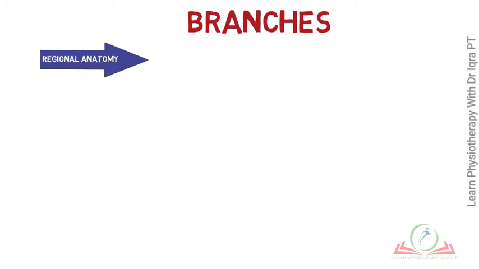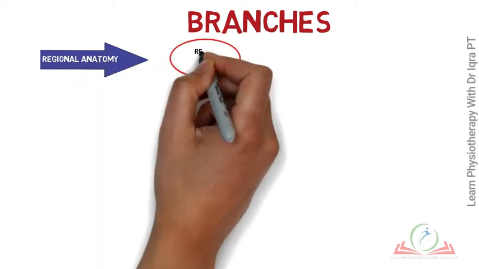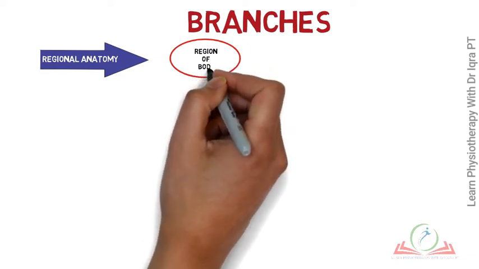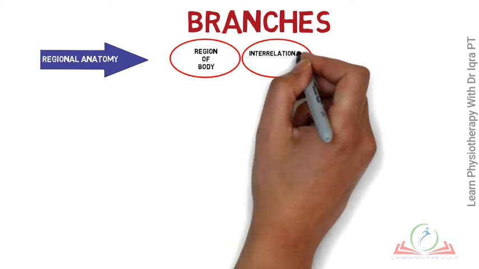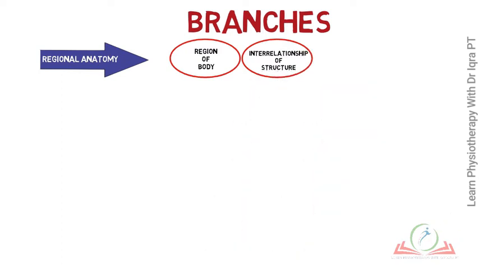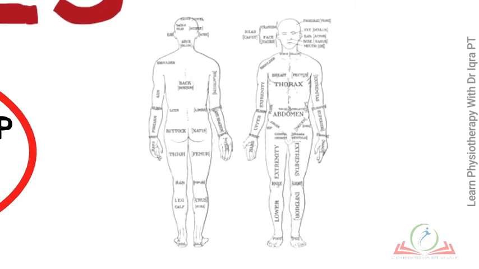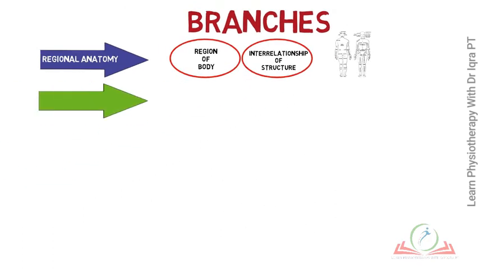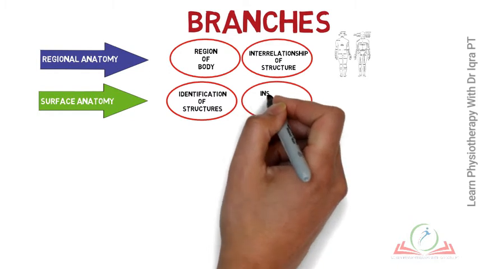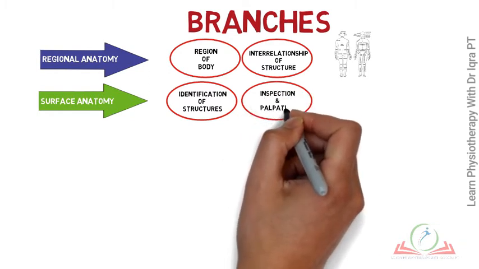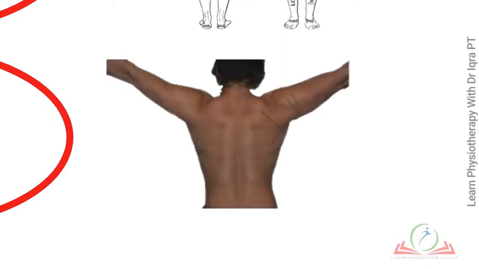First one is the regional anatomy, also known as the topographical anatomy. As the human body is divided into many regions, and every region has its structures, in this branch we will study the interrelationship of structures in these regions. The surface anatomy deals with the identification of structures through inspection and palpation using the naked eye and bare hands, as you can palpate your spine on the back.